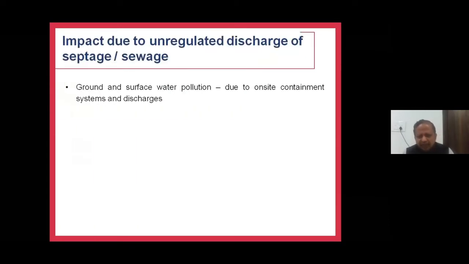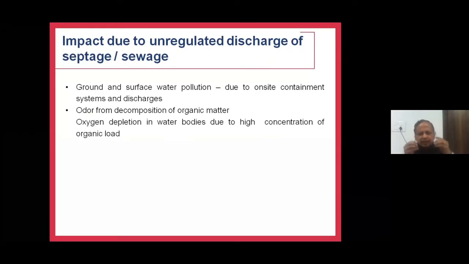And just to quickly run through the impacts, most of you may already be aware of it, but to have a quick idea, if it is untreated, one of the serious implications is groundwater and surface water pollution. If the septage or the sewage is disposed on land or within any water body, one thing we can immediately expect is groundwater and surface water pollution. One of the main problems will be the odor from the decomposition of the organic matter. And oxygen depletion, that means whenever highly polluted septage is dumped into a water pond or any water body, we can expect the depletion of the oxygen levels.